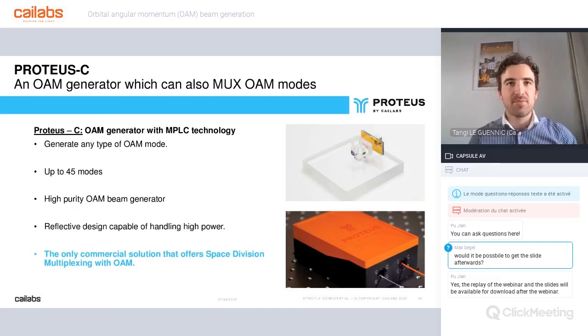We are flexible. It means that we can work with a wide range of wavelengths, all types of input and output. It can be free space or fiber. And we are compatible with high power laser. So it's a perfect tool for MUX and DMUX OAM information. And today, I repeat, this is the only commercial solution that offers space division multiplexing with OAM.